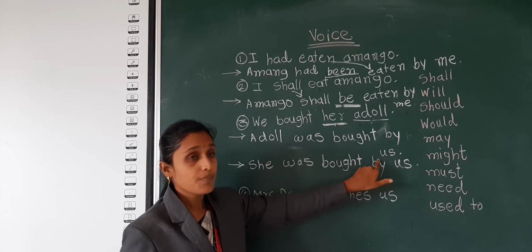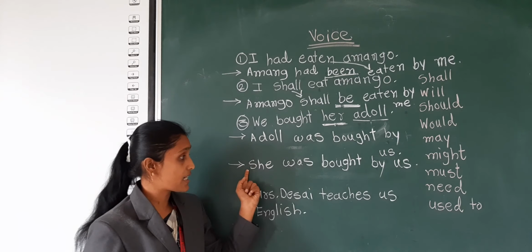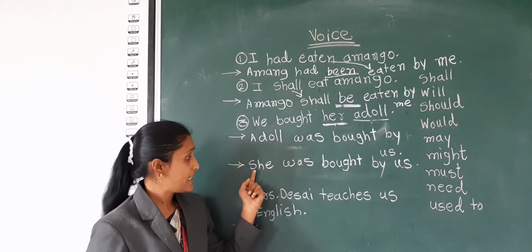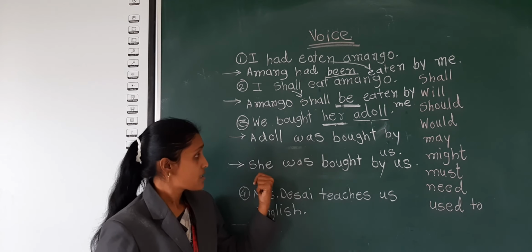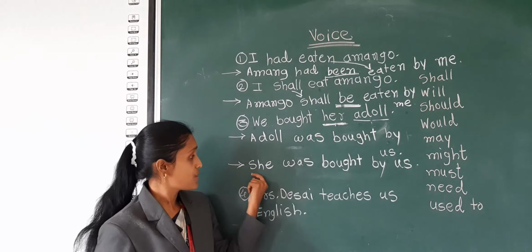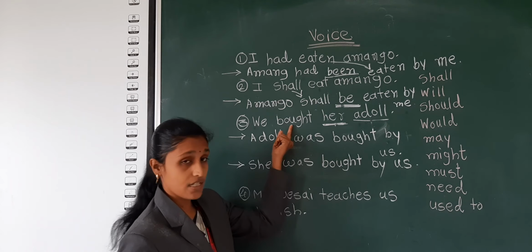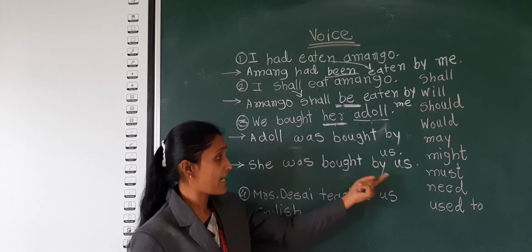That is the one beginning with the direct object, and here is the second way, through the indirect object. The indirect object is first converted into the subject. First of all, "She was," because "bought" is given here. "She was bought by us."